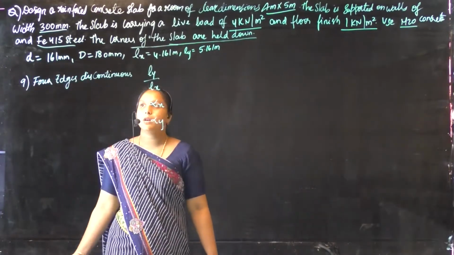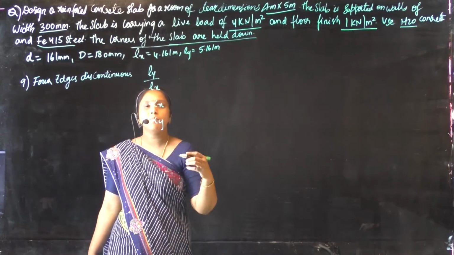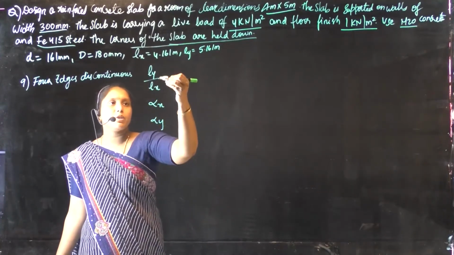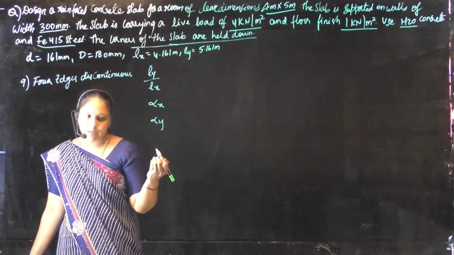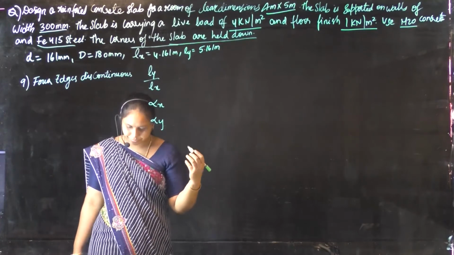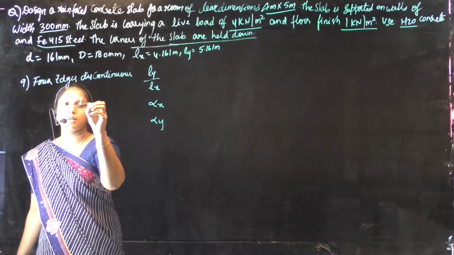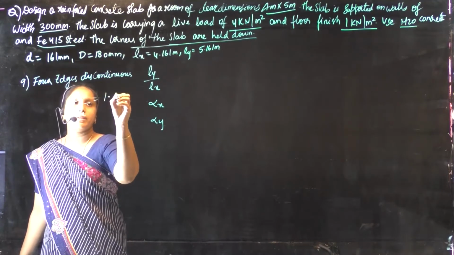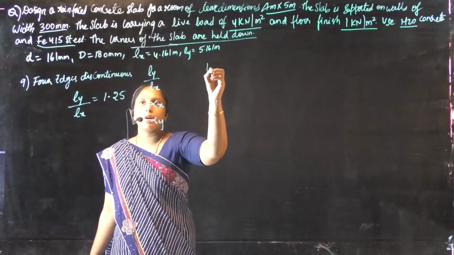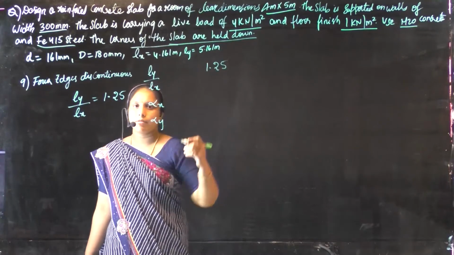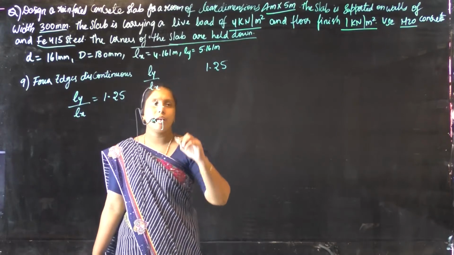Now I have taken the condition four edges discontinuous, and first we have to know the Ly by Lx ratio. Previously we have already found the Ly by Lx ratio. What is the value we got there? The Ly by Lx ratio we got is 1.25. Now for this particular ratio we have to calculate the alpha x and alpha y values.